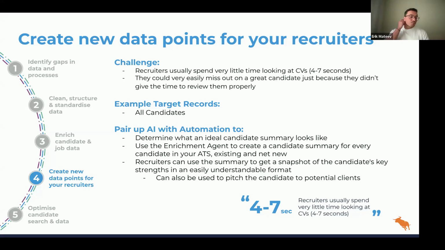So how do we fix that? A good way to fix that would be to create a new data point that gives your recruiters a snapshot of who each candidate is, what some of their core strengths are, and why they would be an ideal fit for a particular type of job. Or in other words, that could be a candidate summary, right?